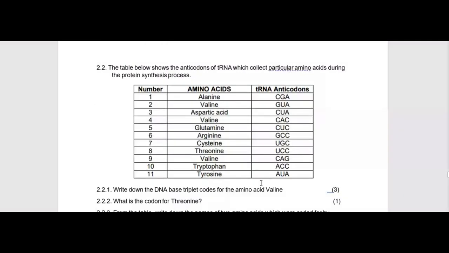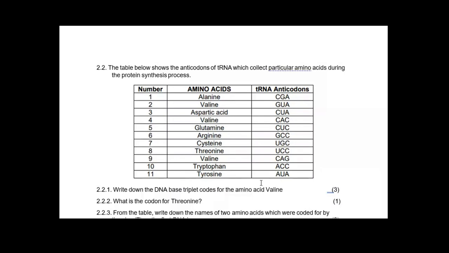Okay, I want to stand still by this one for a couple of minutes. In fact, probably until our session is done, and we will pick it up on Thursday. This has to do with the table that shows you the anticodons of tRNA that is collected for a particular amino acid during protein synthesis. So you will always be given something with regards to protein synthesis in paper 2. And this is the bread and butter marks where you can get the marks quite easily.